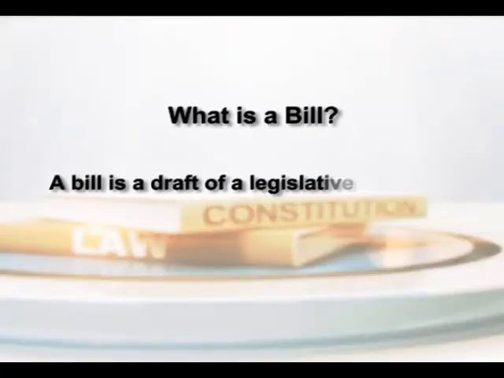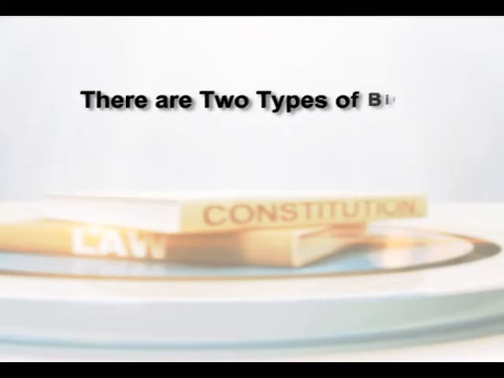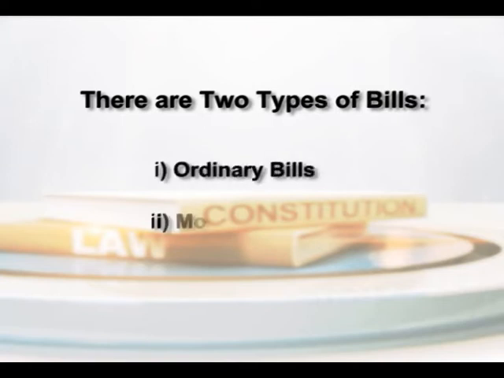Now, legislative proposals are brought before either house in the form of a bill. Now, what is a bill? A bill is actually a draft of a legislative proposal. Normally, bills are of two types, ordinary bills and money bills. If a bill is passed in both the houses of the parliament, then it becomes an act.